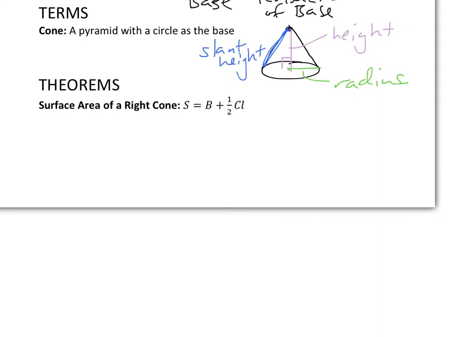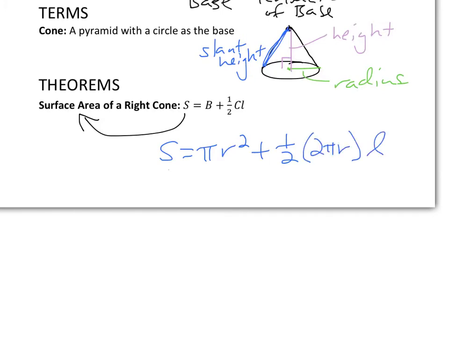Okay, so the surface area formula here: surface area equals the area of the base plus 1/2 times the circumference times the slant height. Let me rewrite this again, just like we did with the cones. We know the area of the base is a circle, so that's pi r squared, plus 1/2 times the circumference of the base, which is 2 pi r, times the slant height, cursive L.